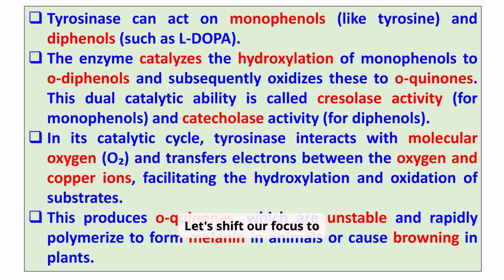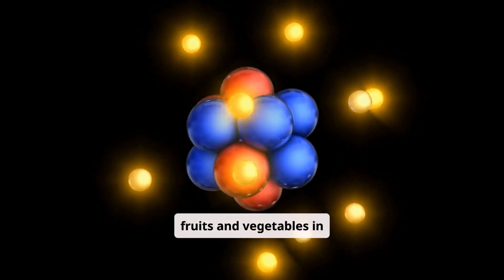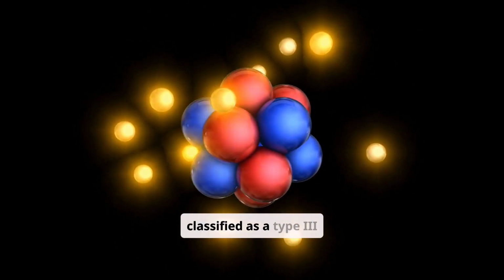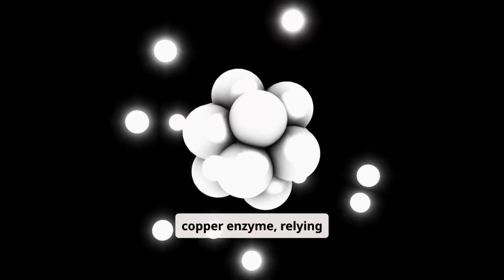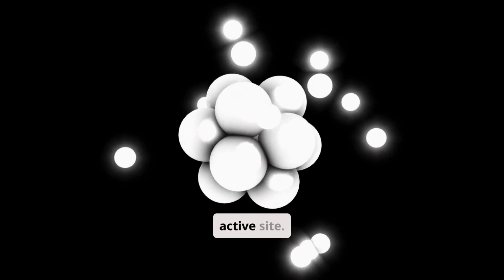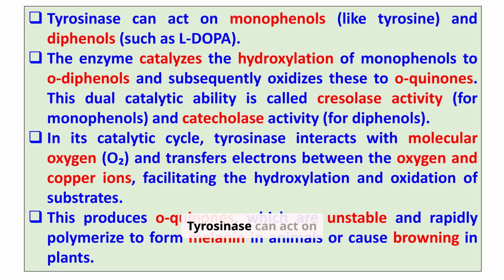Let's shift our focus to copper-dependent enzymes, specifically tyrosinase. Tyrosinase is crucial for melanin biosynthesis in animals and the browning of fruits and vegetables in plants. It's classified as a type 3 copper enzyme, relying on 2 copper ions at its active site. Tyrosinase can act on both monophenols and diphenols.